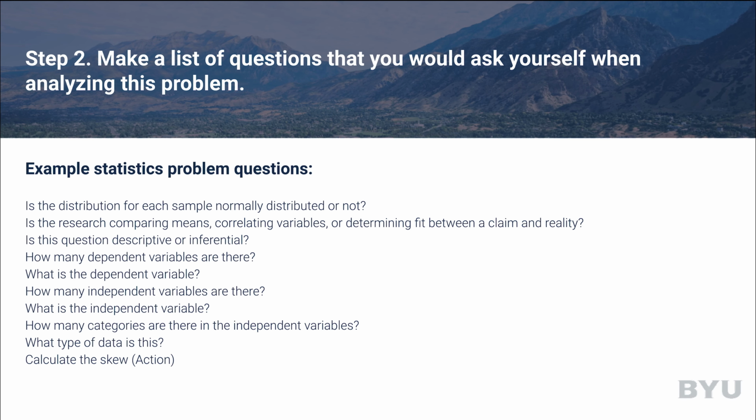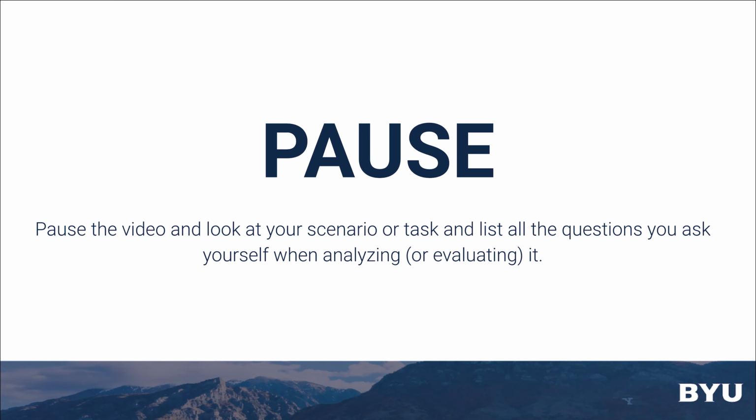Here are the questions that may come to mind upon analyzing our example statistics problem. Depending on the scenario, this list could also include actions you might take after asking yourself said questions. In this example, one of the actions would be performing a calculation. Calculate the skew. It is not necessary for conceptual understanding, however, since the calculation is part of the process the instructor is teaching the student, the model includes it. Pause the video and look at your scenario or task and list all the questions you ask yourself when analyzing it.